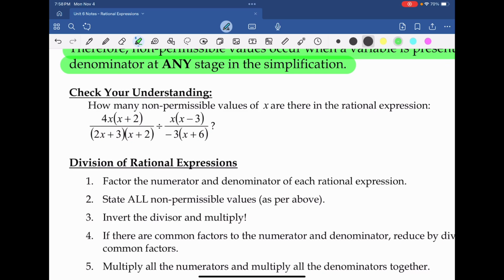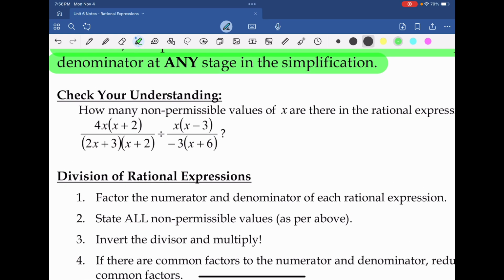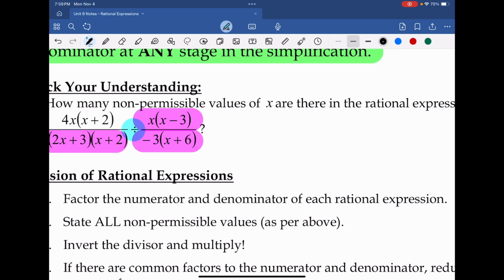So how many non-permissible values of x are there for the rational expression? Well, in this situation, again, let's bring out our purple highlighter. We need to consider the denominator here, and the numerator here. Because as soon as we see that division that occurs in the middle of these two things, we have to be on high guard and look at all these positions, because they are all considered to be in the denominator during the simplification. Now, that means that our x cannot be equal to, and maybe I'll even formalize this and say NPV is where x cannot equal 2.